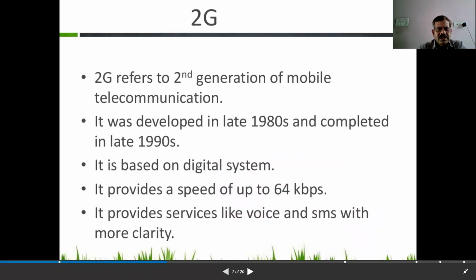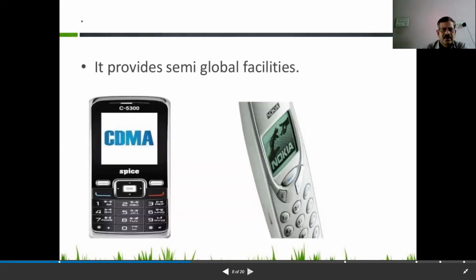Second generation, 2G, referred to the second generation of mobile telecommunication. It was developed in the late 1980s and completed in the late 1990s. It is based on a digital system. It provides a speed of up to 64 kilobit per second, and provides services like voice and SMS with more clarity. It provides semi-global facilities.